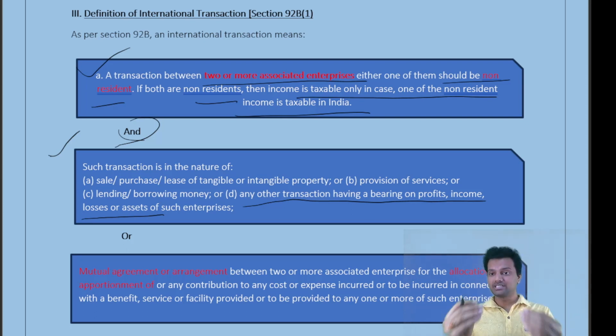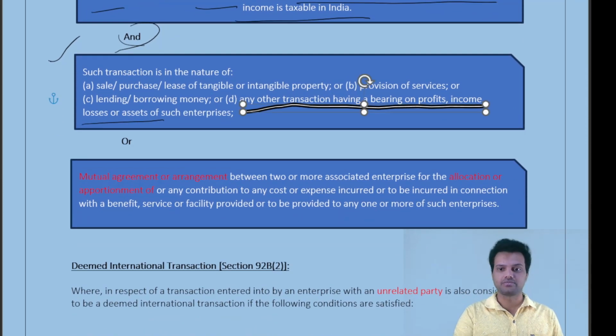Whatever is debited to the P&L, whatever income is shown on the top line of the P&L, all are covered. If there is a bearing on the profits and the transaction is between associated enterprises, all of those transactions are covered here, whether it is sale, purchase, provision of services, leasing, finance, borrowing, capital financing, or any kind of service. This is what the transactions are.